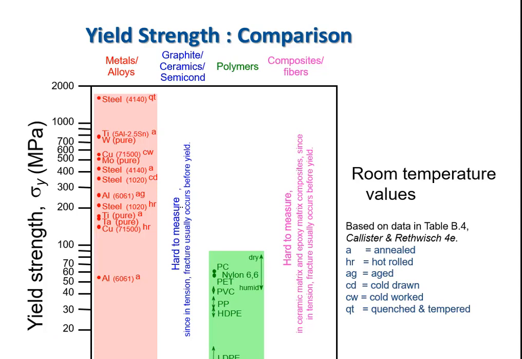Polymers, lower spread in yield strength, but also much lower in general compared to metals. And composites and fibers, again, if you have a rigid matrix, they're going to behave a bit like ceramics and fracture, and their yields are less well defined. They're typically defined just simply by ultimate tensile strength.